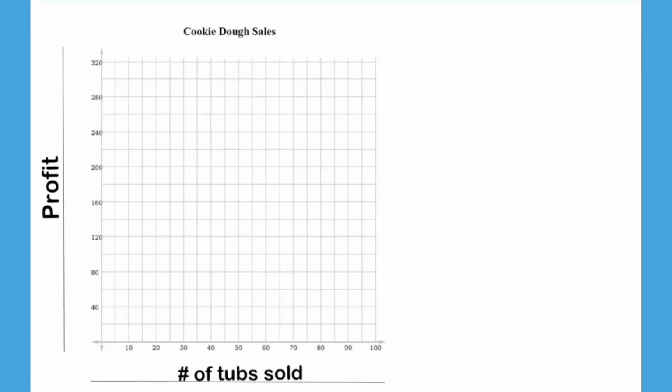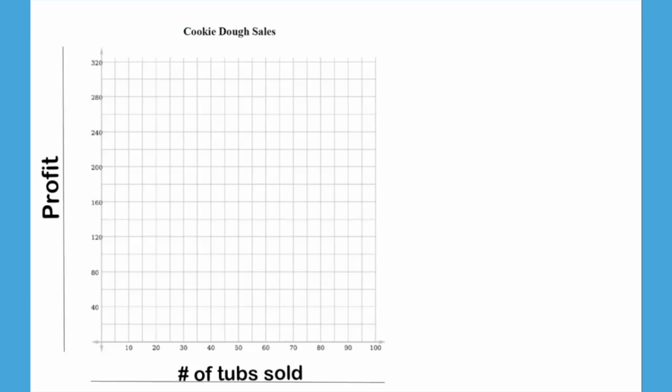Now, instead of giving the students a blank graph and having them create the scale and show the viewing window, that has already been done for them. But this is a great opportunity to talk about, well, where did these numbers come from? So if we chose 100 to go all the way to on the x-axis, why did we choose that value? If we look back at the scenario and see that there were 20 students on the volleyball team, then maybe the coach has challenged each of them to sell at least 5 tubs of cookie dough. So 20 members times 5 tubs of cookie dough, that's where that 100 comes from.